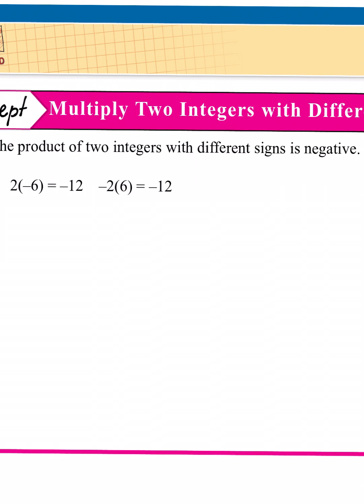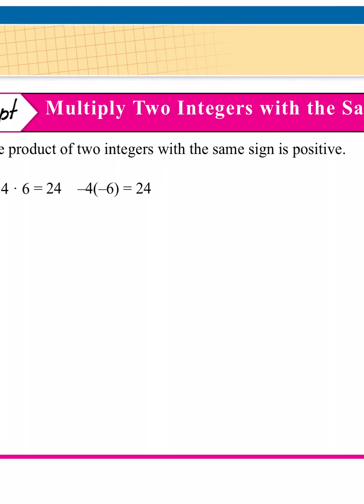What are different signs a number can have? Positive and negative. Positive and negative are opposites. So when you multiply a positive and a negative number together, what do you get? You get a negative. Positive times a negative gives you a negative number.